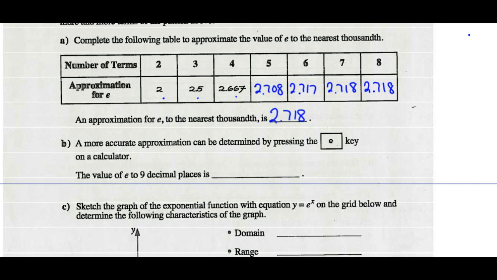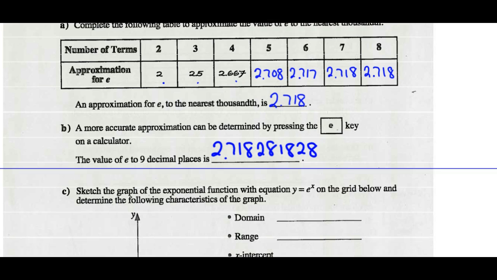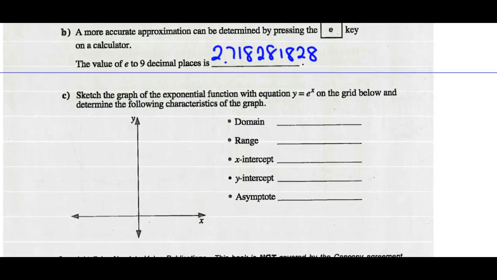So that should be 2.718281828. So that's what the calculator displayed. Sketch the graph of the exponential function with the equation y equals e to the x on the grid below and determine the following characteristics of the graph. So it just means it's got a base of e, which is 2.718.